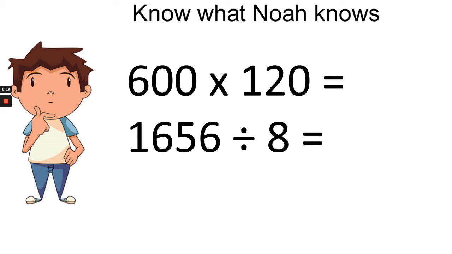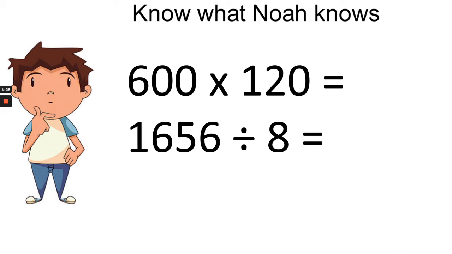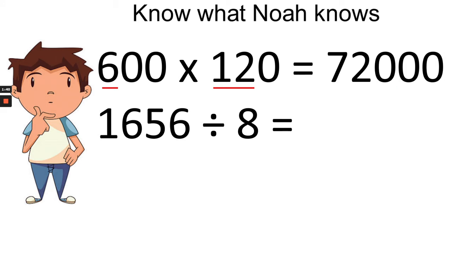We're going to use our related facts to solve these equations. So pause your video and have a go at these two. All right, let's see how we got on. I can see 6 times 12 in my first equation, and I know that answer is 72. But my answer needs to be 10, 100, 1,000 times bigger to fit this equation. The answer is 72,000. Well done if you got it.